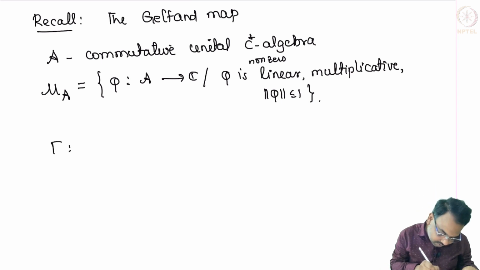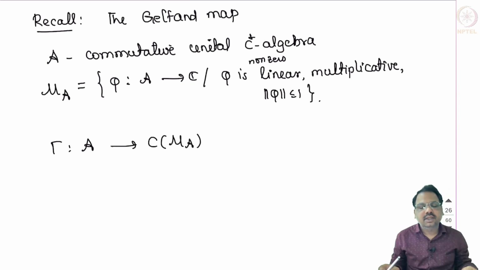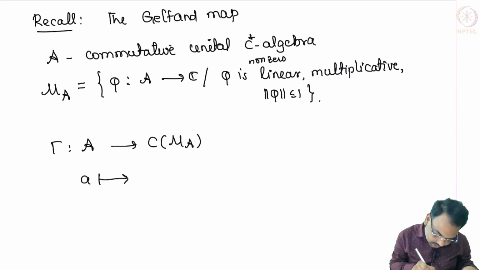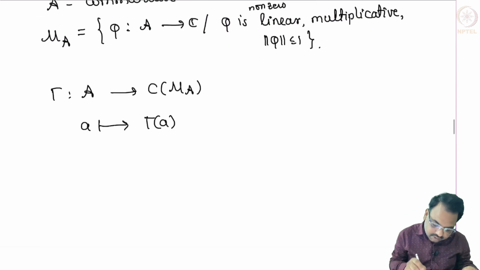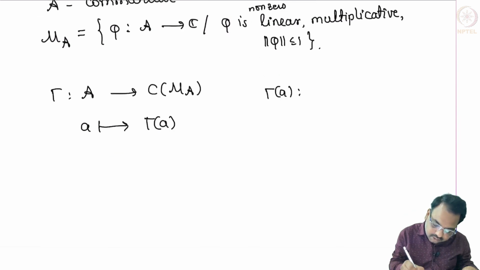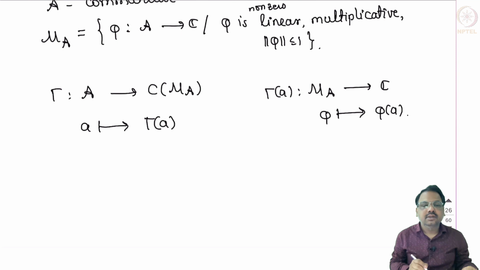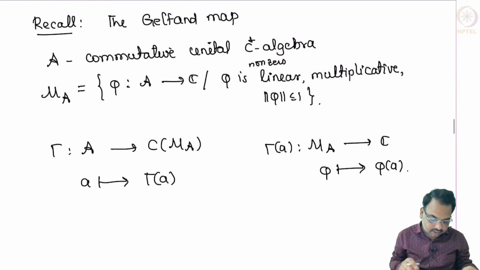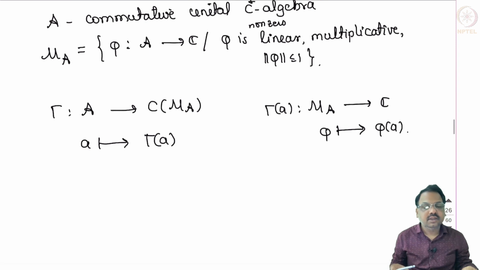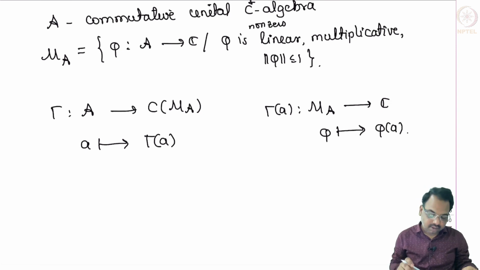So the Gelfand transform is from A to C(M_A). We know that M_A is weak-star compact. So here A is mapped to Γ(A), which is a map from M_A into C. It is a continuous function that takes φ to φ(A). When we have a commutative unital C-star algebra, Γ preserves all the C-star algebra properties, namely Γ is linear, multiplicative, preserves the involution, is an isometry, and is onto.